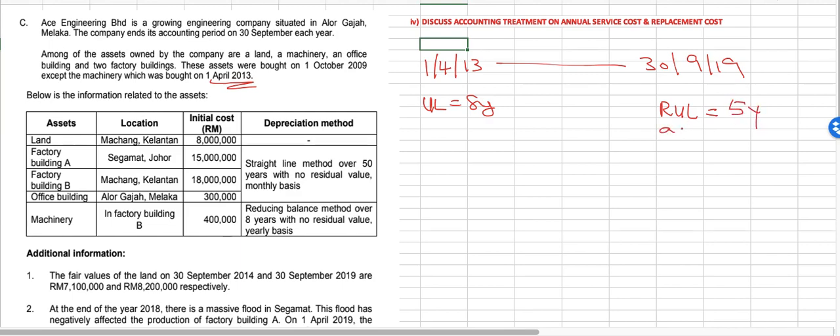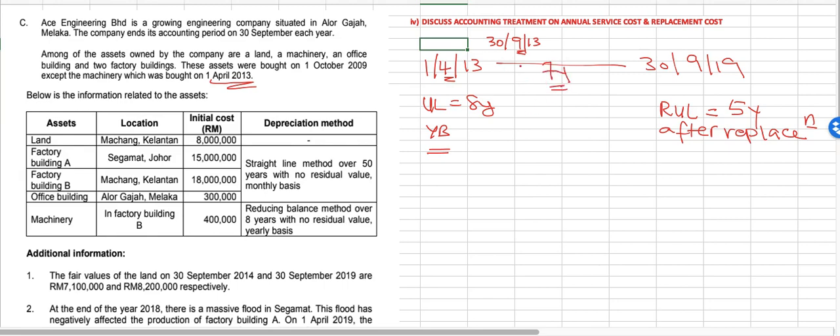So this is after replacement. Now we check how many years for this period. This machinery is on a yearly basis, so we start to count from 30th September 13, because April is only the fourth month and September is when we close the account. So we calculate from 13: 13, 14, 15, 16, 17, 18, 19. That is 7 years.